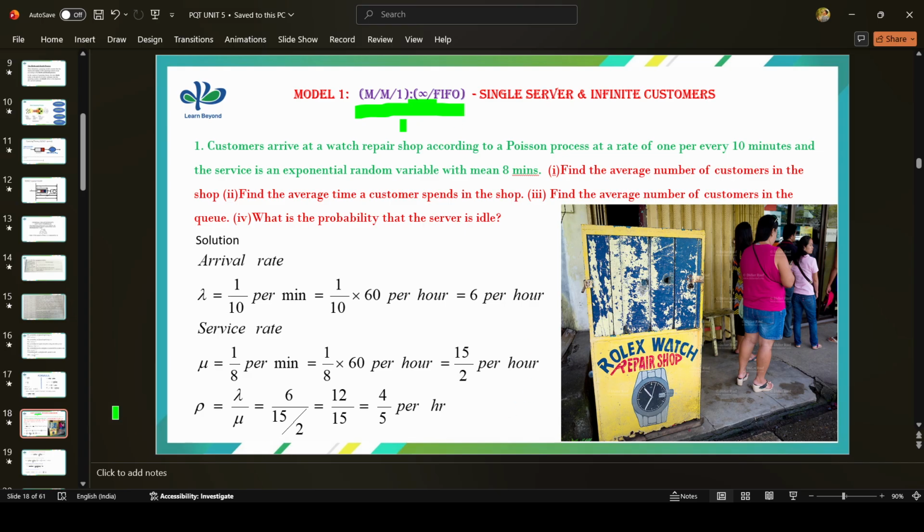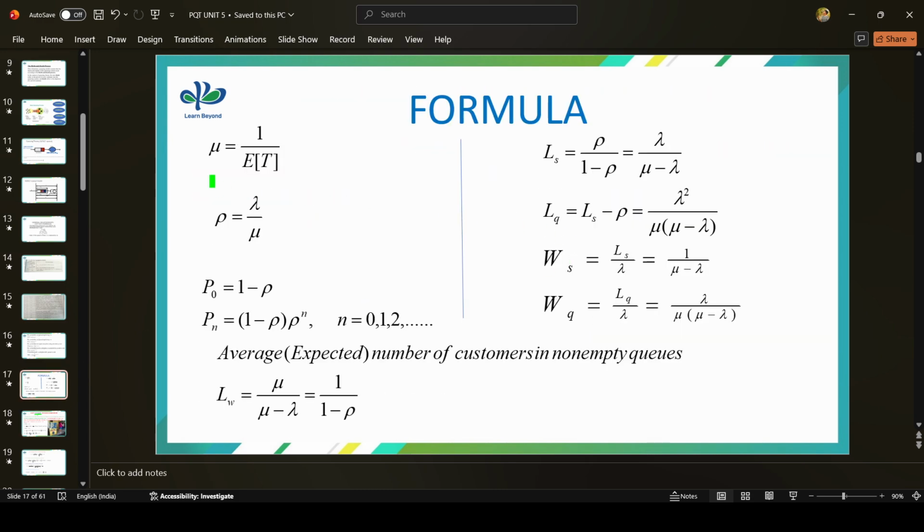We will see what are the formulas that are going to be used for this type. First one, mu. So mu is equal to 1 divided by E of t, that is the service rate for this problem, and rho is lambda divided by mu, and P naught is 1 minus rho, Pn is equal to (1 minus rho) rho power n, and these LS, LW, LQ and WS, WQ are very important.